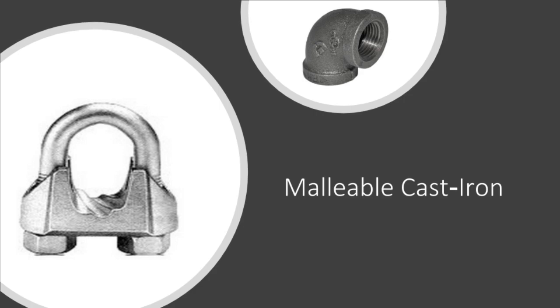Malleable is not the correct word to describe any type of cast iron. An example of malleability would be the way a piece of lead is easily deformed by a blow from a hammer. The term malleable is used in this case to suggest this type of cast iron is malleable to a greater degree than other types.